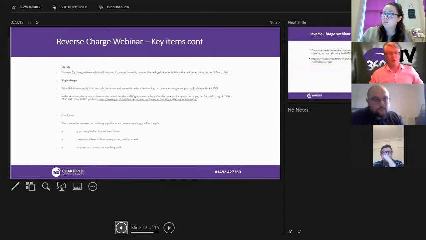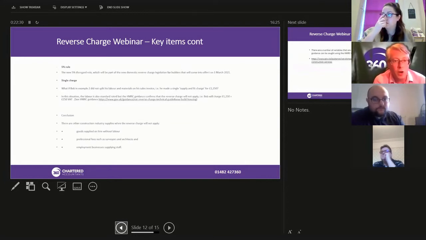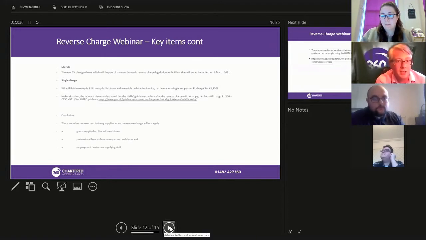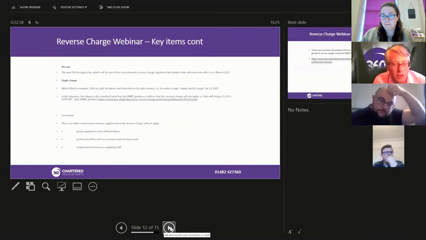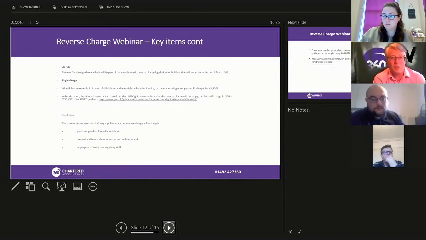Yeah, so in conclusion, there are a couple of areas where the reverse charge will not apply, and that's goods supplied on hire without labour, professional firms such as surveyors and architects, and employment, businesses employing staff within the scheme. Next slide please, Chloe.